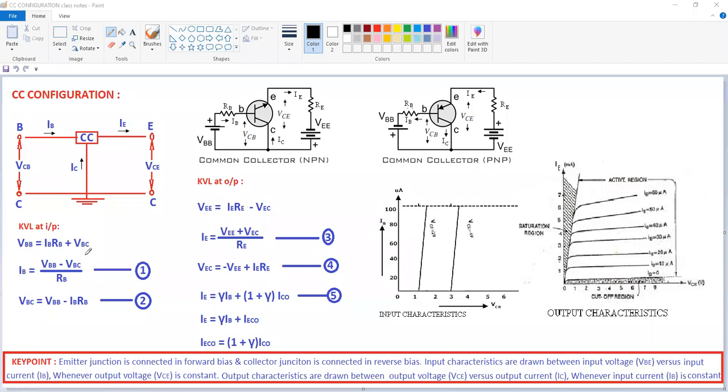From that, VBB is equal to IB RB plus VCB. From this input equation, I am writing the input current as well as input voltage. Input current IB is given by VBB minus VBE by RB. This is the input current. Now the input voltage is given by VBC is equal to VBB minus IB RB. So this is equation 1 and equation 2.